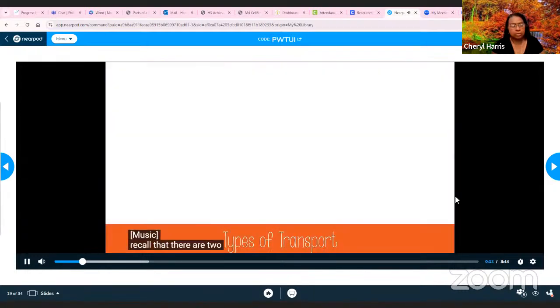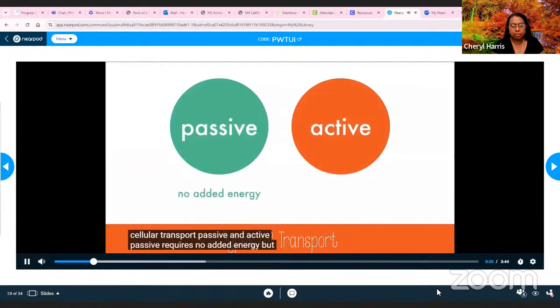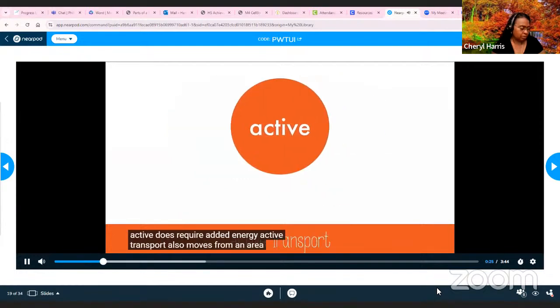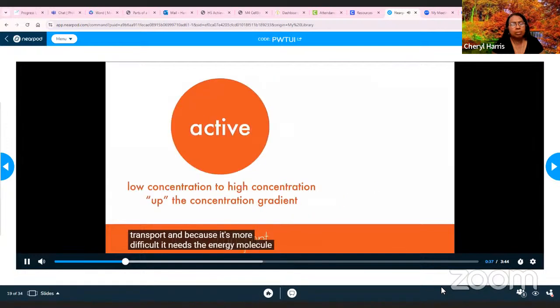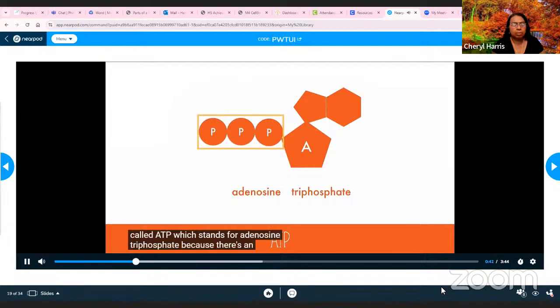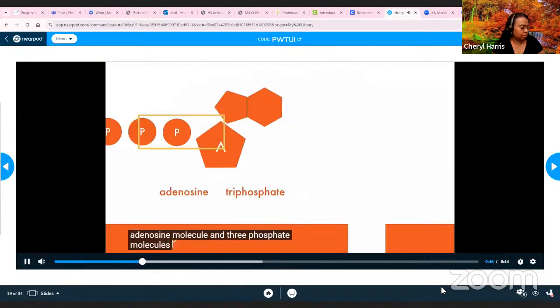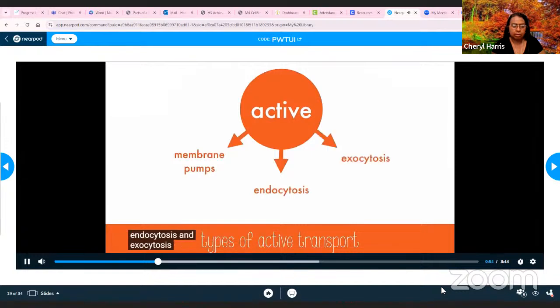Recall that there are two types of cellular transport, passive and active. Passive requires no added energy, but active does require added energy. Active transport also moves from an area of low concentration to an area of high concentration, or up the concentration gradient. This is the opposite of passive transport, and because it's more difficult, it needs the energy molecule called ATP, which stands for adenosine triphosphate, because there's an adenosine molecule and three phosphate molecules. There are three types of active transport: membrane pumps, endocytosis, and exocytosis.